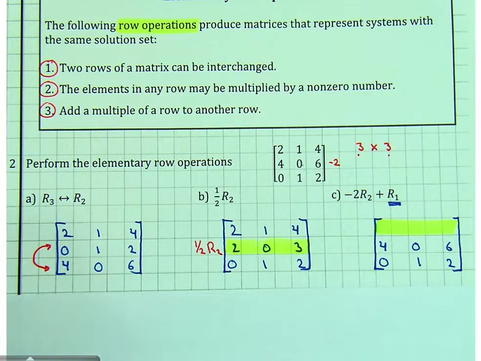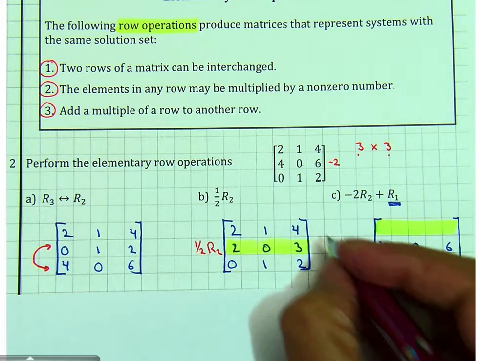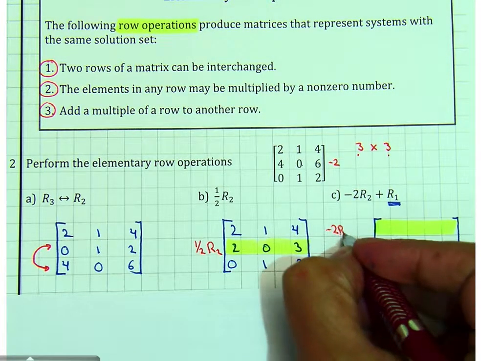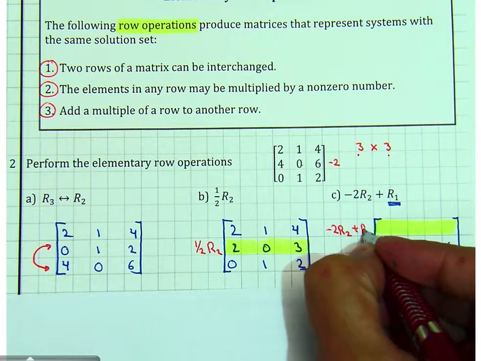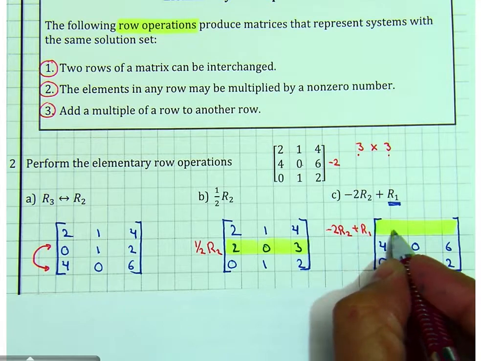So therefore, we're going to place that notation on row 1. -2 row 2. So multiply row 2 by -2, and we're going to add it to row 1. This is row 1, that should be on the first row.